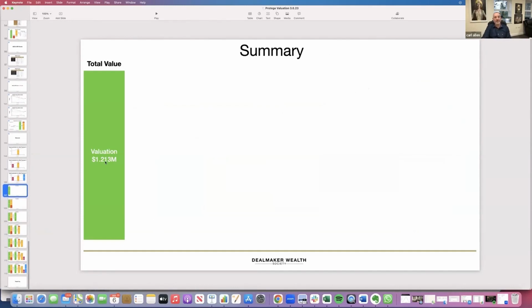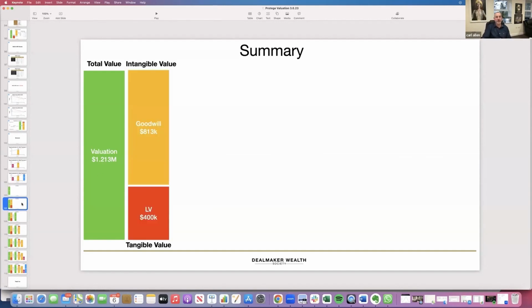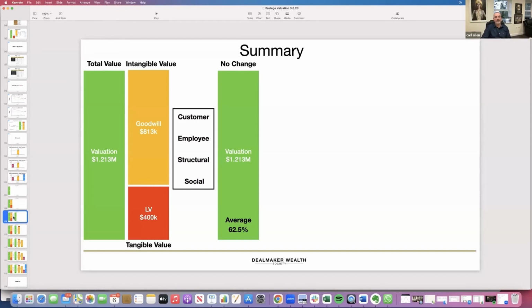We know that our base valuation was 1.213. That was driven by the math and by the deal stream multiple. We know that gave us about $813,000 of goodwill and $400,000 of liquidation value. We applied the customer, employee, structural, and social pillars. That actually didn't change the valuation because we were in that average zone at 62.5%, so no change.